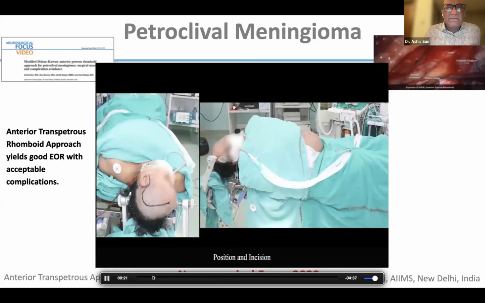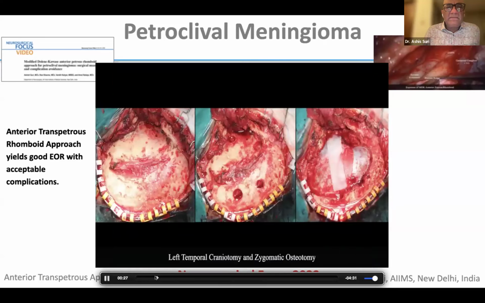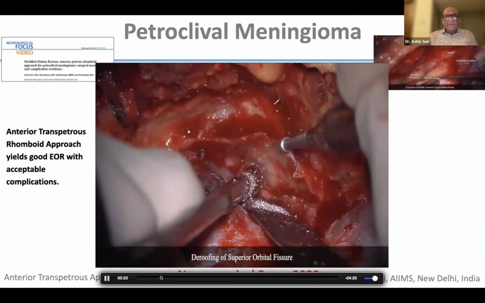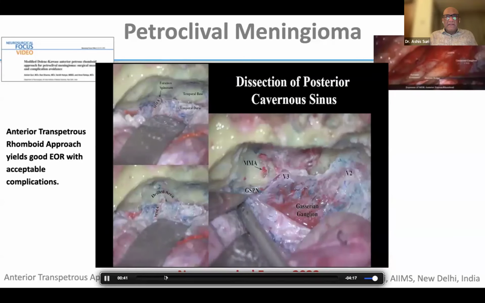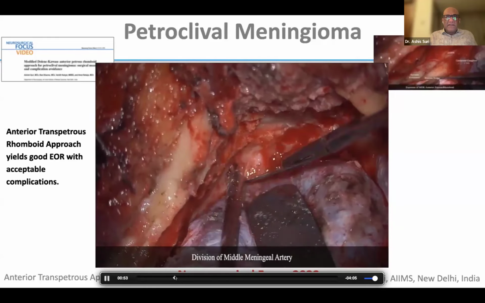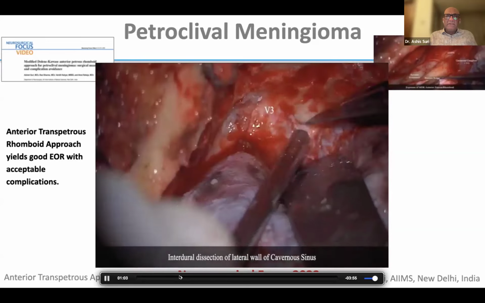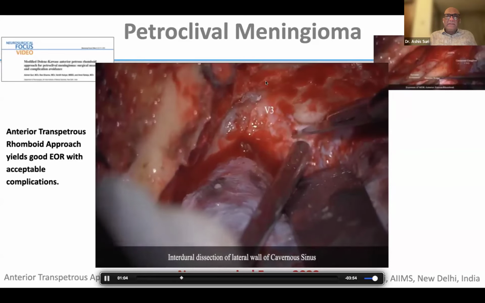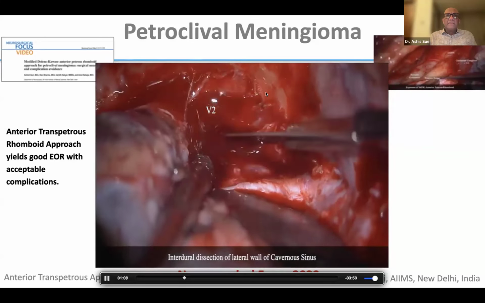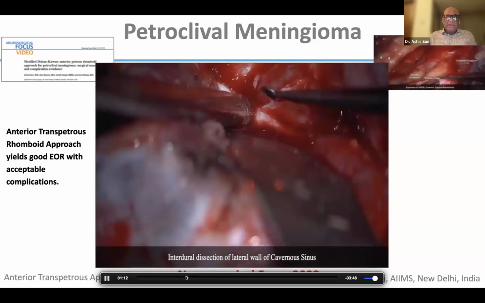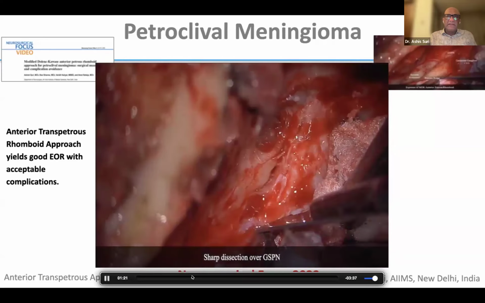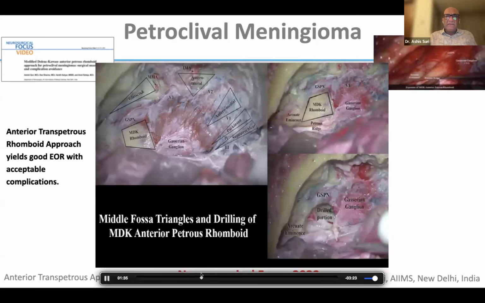I'll just scroll faster. A standard temporal incision, temporal craniotomy, zygomatic osteotomy, drilling of the temporal base, and then that is the foramen spinosum. That is the middle meningeal artery being coagulated and divided. That is the foramen ovale, always open. That is the V3 being exposed, and then that is how you dissect the GSPN, sharp plus blunt dissection. Then the V3 is the simplest to dissect.